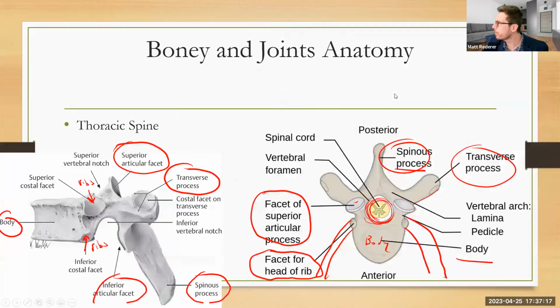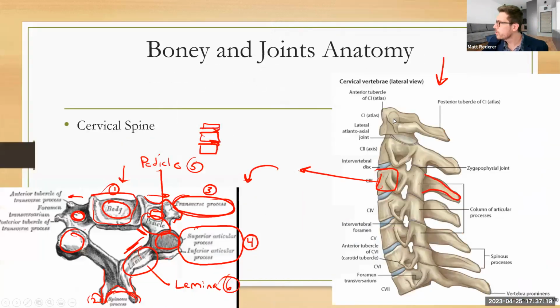There's a better picture here. Let me go back up to here. You see how this protruding arrowhead structure comes up into there? C1 wraps around it and allows the head to turn.